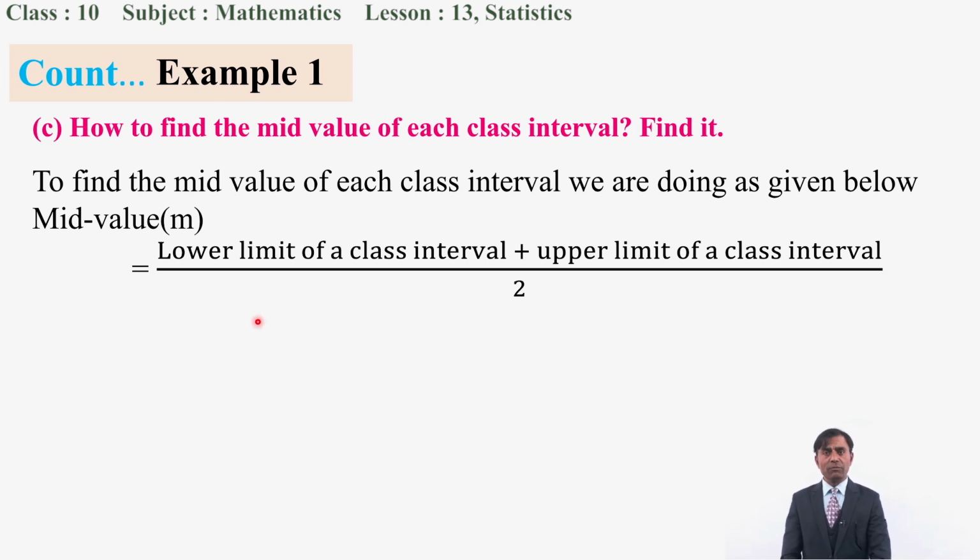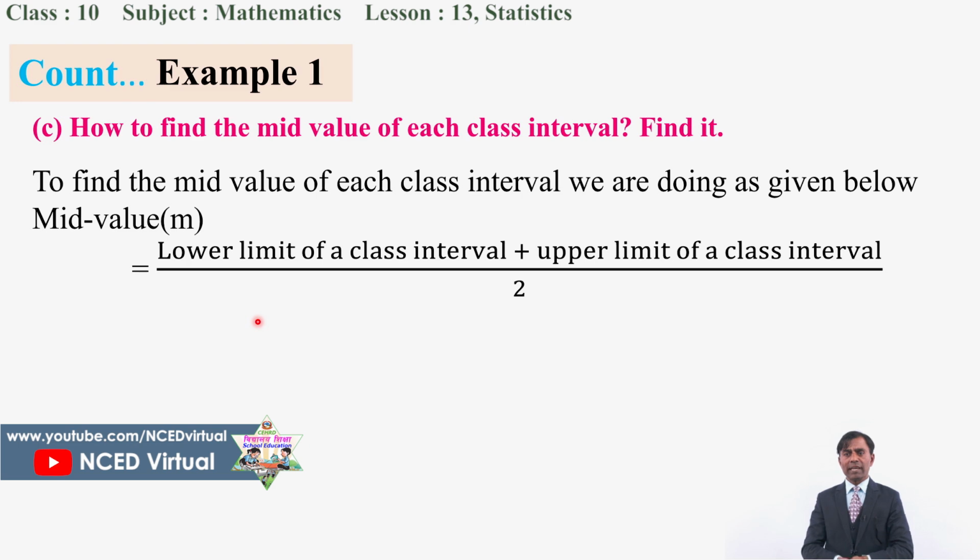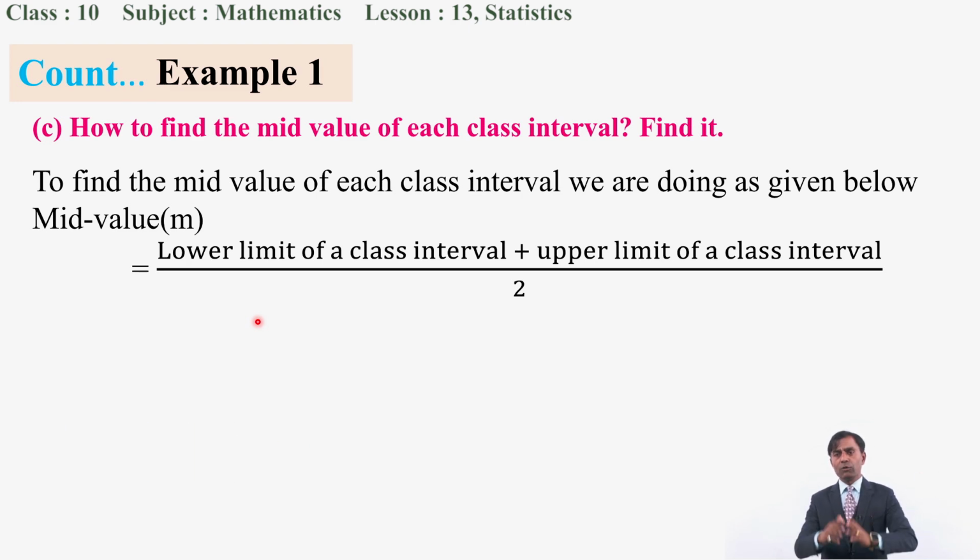Can you just tell me, for the class interval 0 to 10, what is the mid value? 0 plus 10 divided by 2, 0 plus 10 is 10, divided by 2 is 5. 5 is the mid value for class interval 0 to 10. Similarly, for 10 to 20, how much is the mid value? 10 plus 20 is 30, divided by 2, 30 divided by 2 is 15. So for 10 to 20, the mid value is 15. So on, we will calculate.